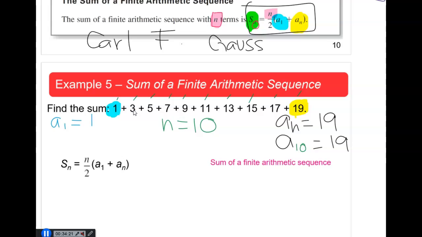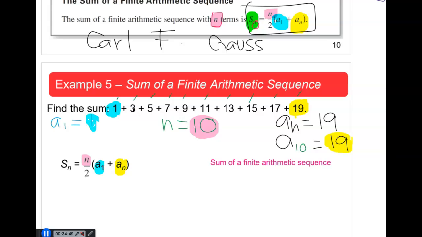Okay, so now we're going to substitute into the formula. So of course, we need our last term, which we know is the 19, and it happens to be the 10th term. But the place where we substitute the 10 is going to be here in the place of n, the number of terms. You can remember it that way. And also we have the first term here that we're going to substitute here.